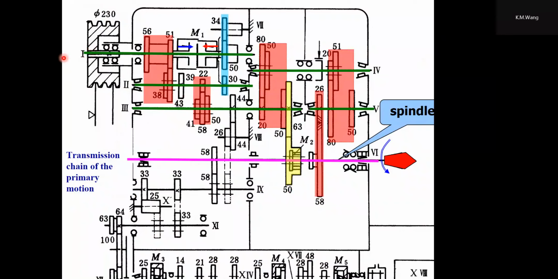At first we should find the shaft, and then the different gears mesh will have a different rotation way of the spindle. This is through M1. M1 is a bi-directional multi-piece friction clutch. And M2 and different gears mesh will have a different speed.